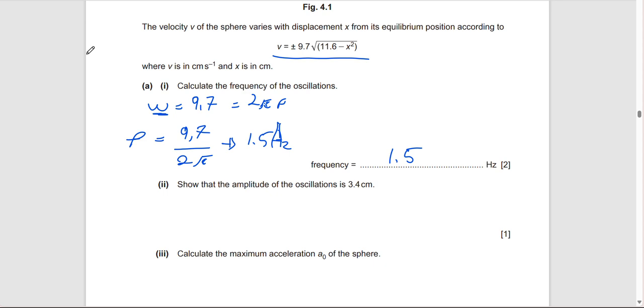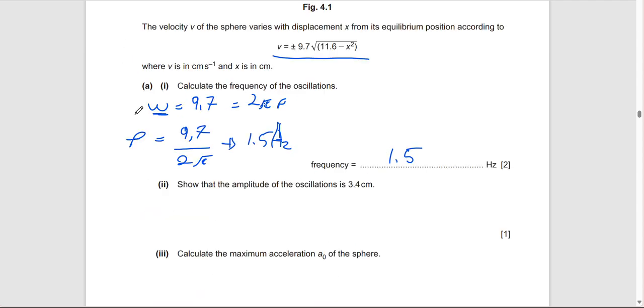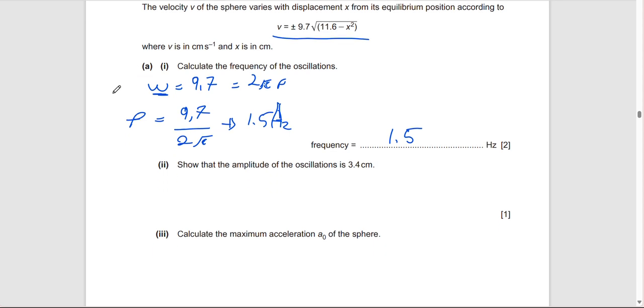Simple like that. Show that the amplitude of the oscillations is 3.4. Remember, it's amplitude squared from our equation here. Look, it's amplitude squared. So that means a value must have been squared to get 11.6. So we know that x naught was squared to give us 11.6. So to get our x naught, which is our amplitude, we just root that 11.6, and we're going to get 3.4, right, centimeters. And that's it. We've shown that equation, that question.